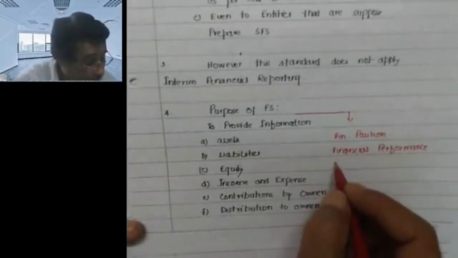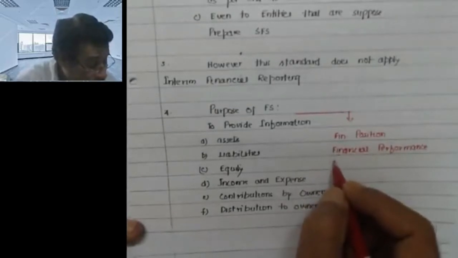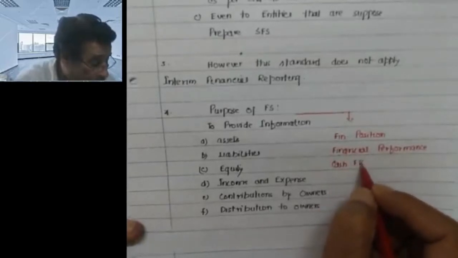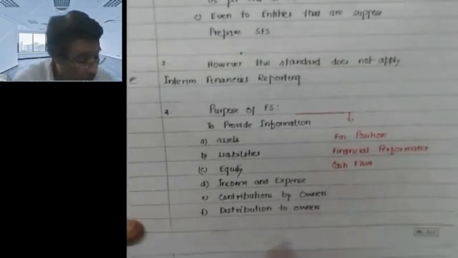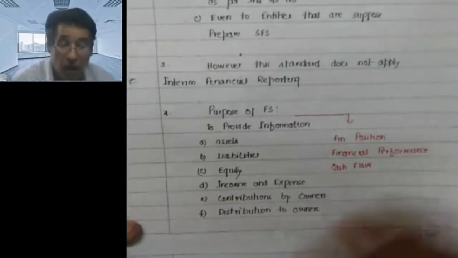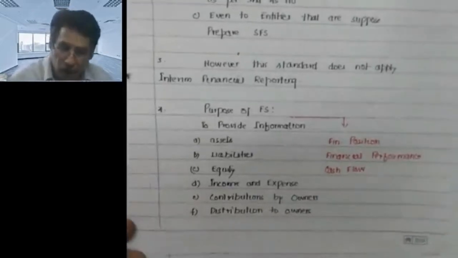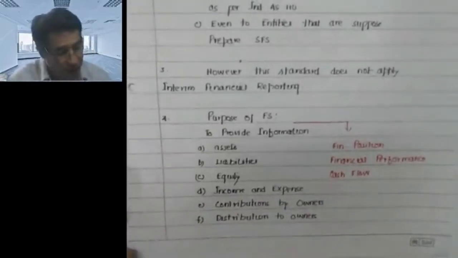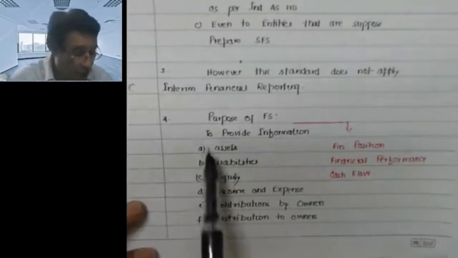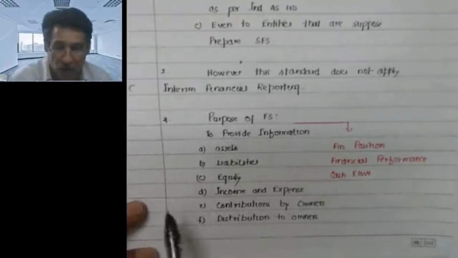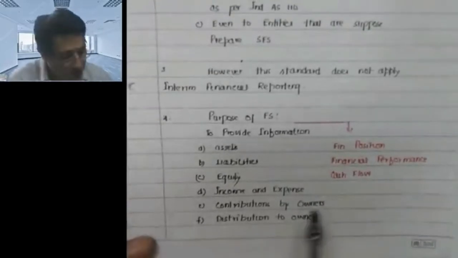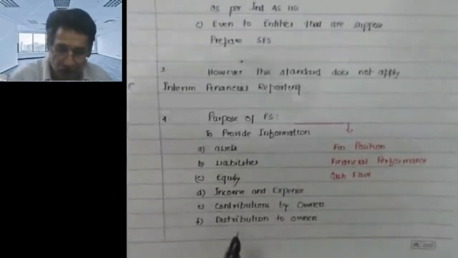And cash flows, that is cash flow statement. So the basic objective of the financial statement is to present information with respect to the financial position, with respect to financial performance, and with respect to cash flows. In order to meet these objectives, it becomes the basic idea and purpose of the financial statement to provide information regarding all these things so that the users can draw a conclusion regarding all these things. Is it clear to you or not?